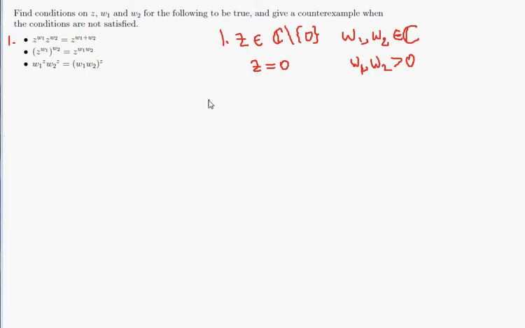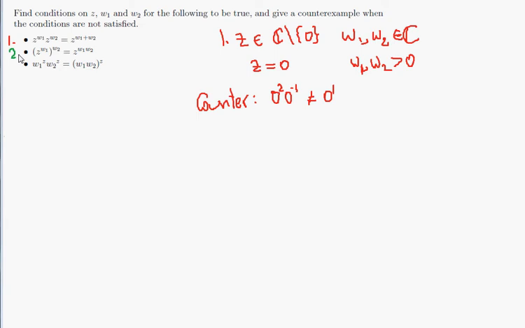So a counterexample, when these conditions don't apply, would be something like this: 0 to the 2 times 0 to the minus 1 does not equal 0 to the 1st, because, for example, 0 to the minus 1 is not defined. So the first one is true for quite a range of values.